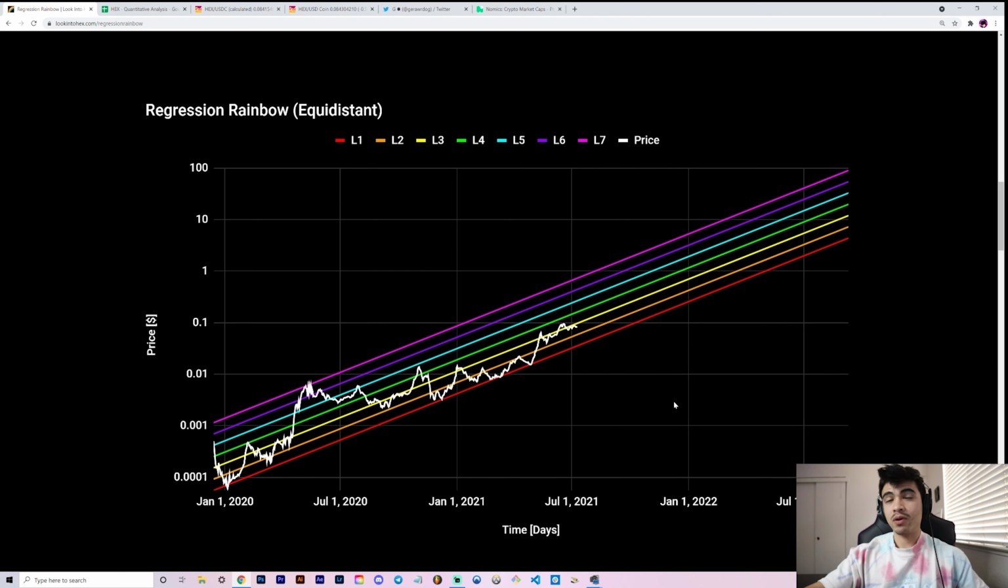So that would be anywhere up to like what you see here, right? It could last into the summer of next year or maybe a little more. Why? Well, because Ether did. Ether held its exponential regression for about 3-ish years.